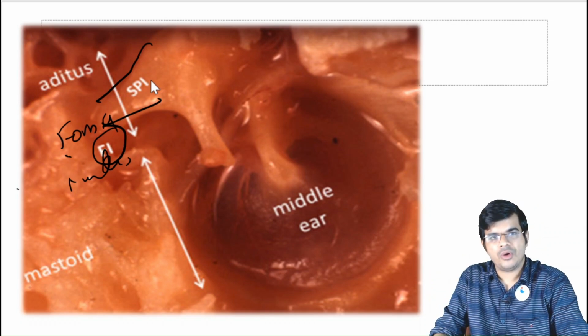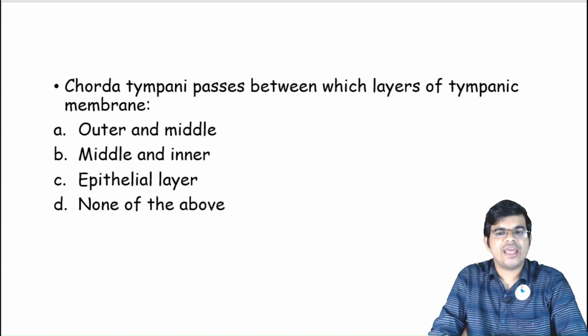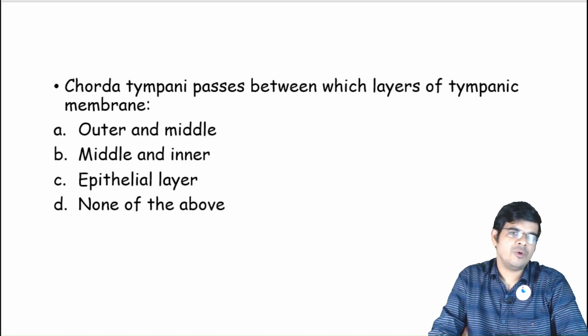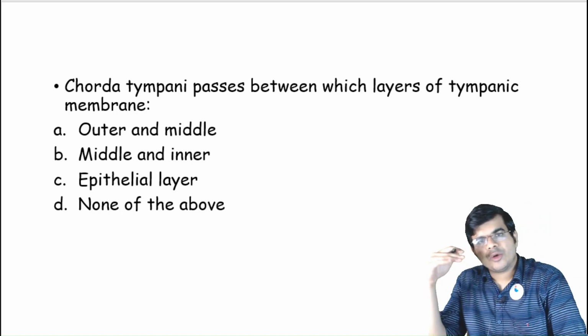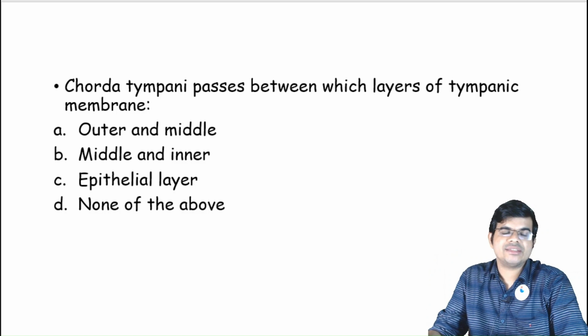tympanomeatal flap. Okay, now chorda tympani passes between which layers of the tympanic membrane? Is it between the outer and middle, middle and inner, epithelial, none of the above? You will learn that the chorda tympani passes between the middle fibrous and the inner mucosal layer, right? So the answer is B, middle fibrous and inner mucosal layer.